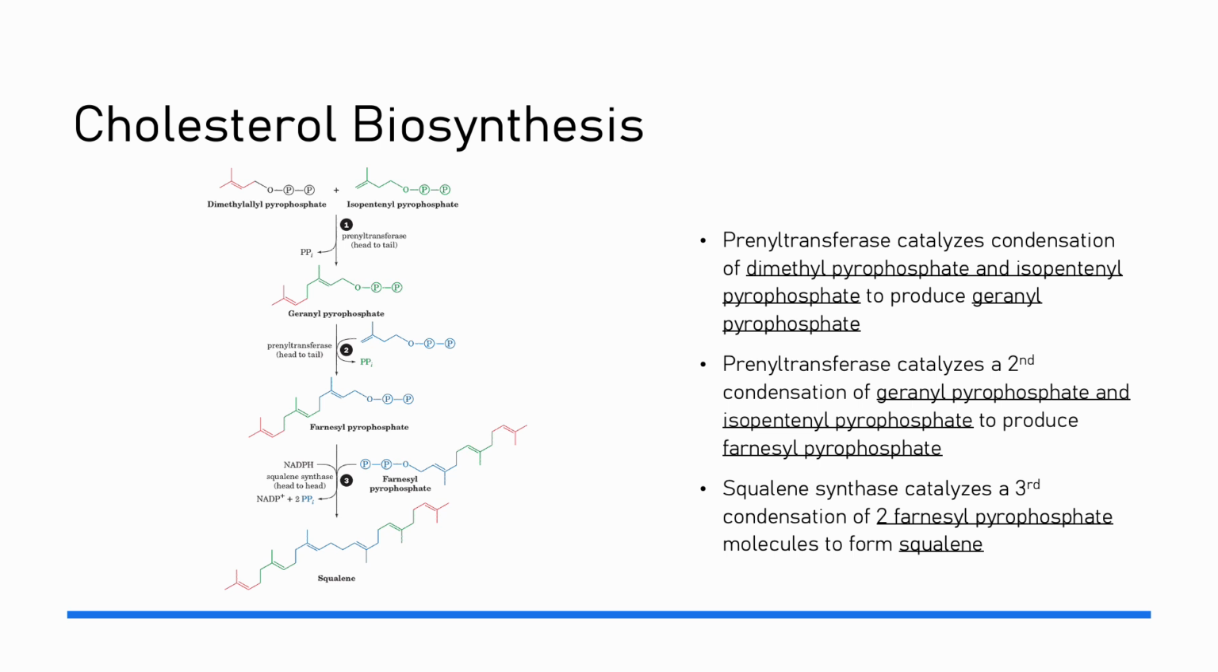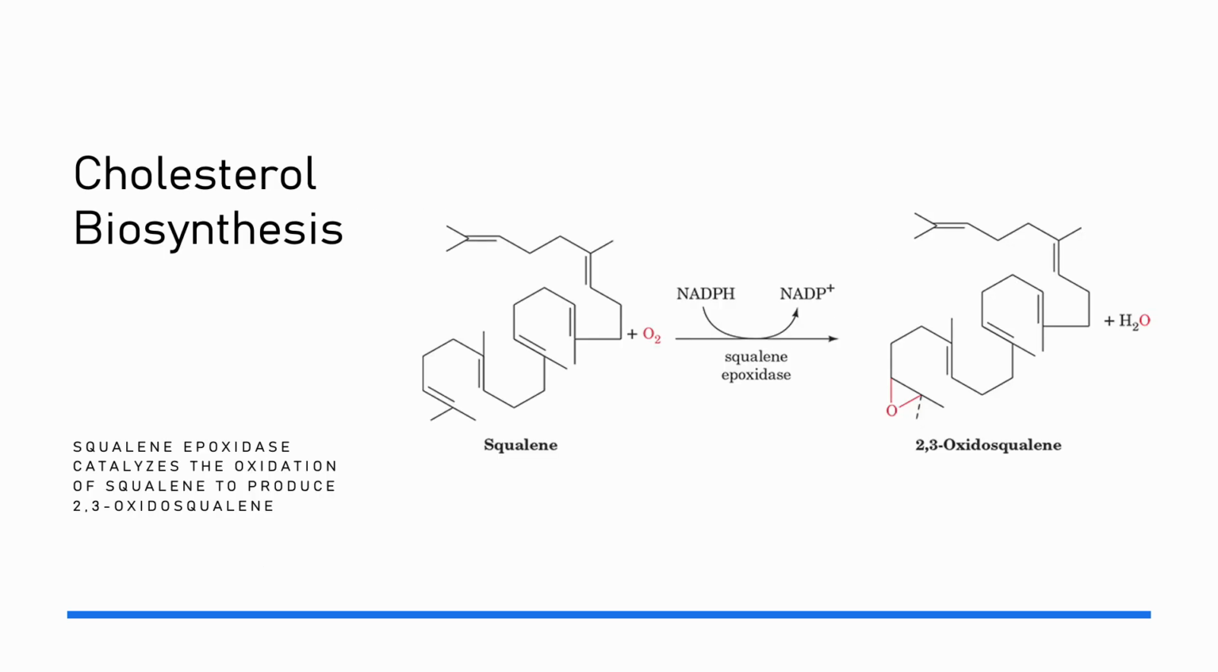Then squalene synthase catalyzes the third condensation of 2 farnesyl pyrophosphate molecules to form squalene. Next up, we have squalene epoxidase that catalyzes the oxidation of squalene to produce 2,3-oxidosqualene, and here we start to see the ring structures begin to form.